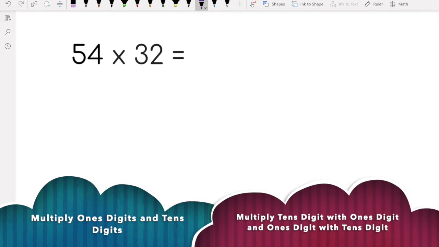Okay, let's try another one. 54 times 32. So I'm going to multiply the ones digit. 4 times 2 is 8. Then I'm going to multiply the tens. 5 times 3 is 15.